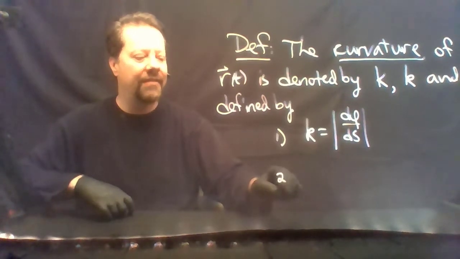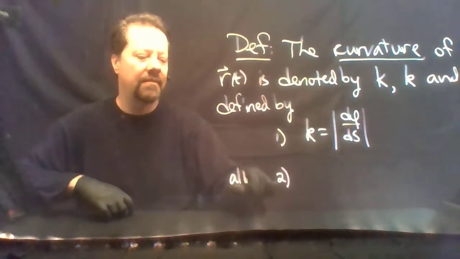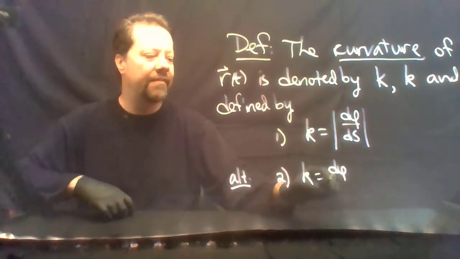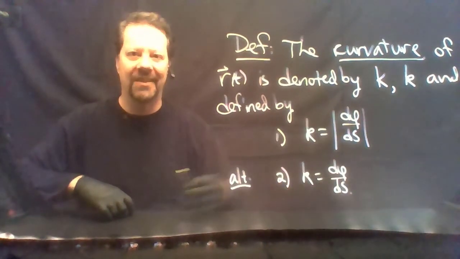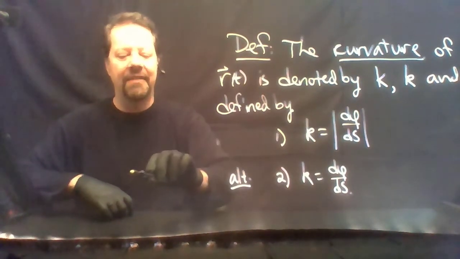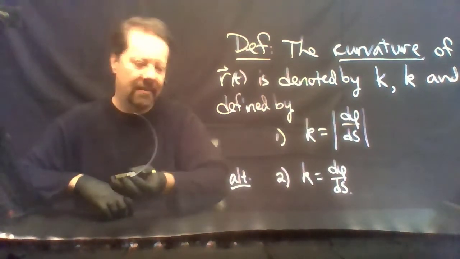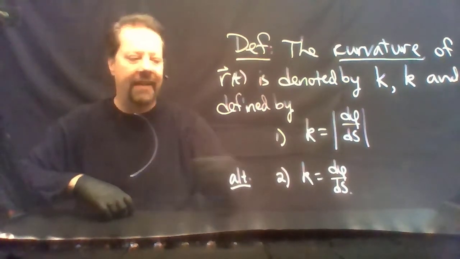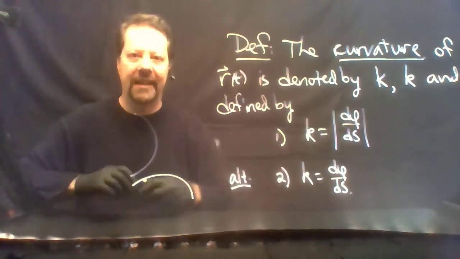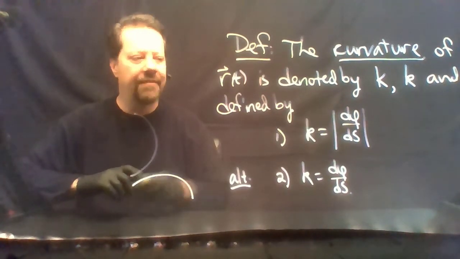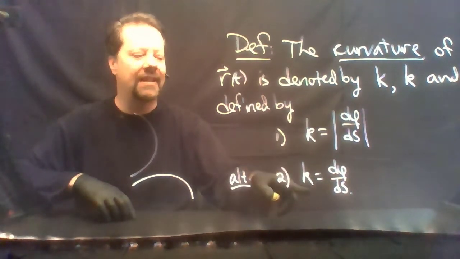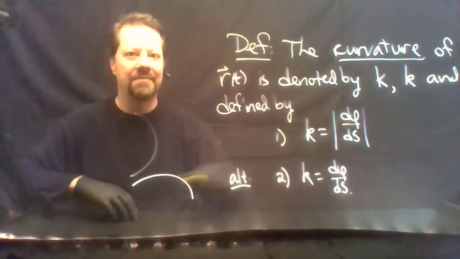Now, an alternative definition would be that the curvature is just the derivative of phi with respect to s, without an absolute value. That way, if you're turning in a counterclockwise direction, you would have positive curvature. If you're turning in a clockwise direction, you would have negative curvature. You'll often see only the first definition given in textbooks, though the second definition can be useful.